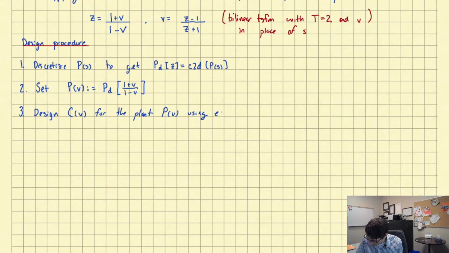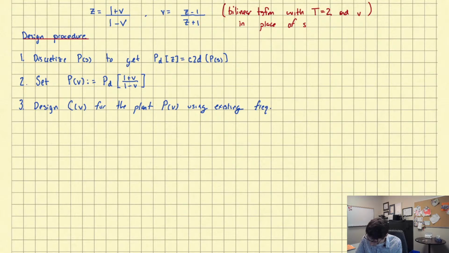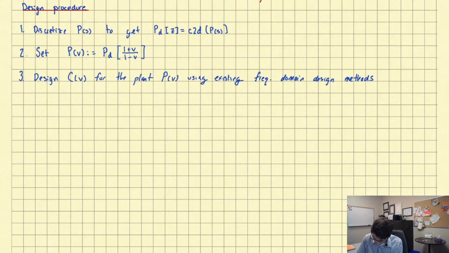using existing frequency domain design methods, the same techniques from year 3, and also the appendices of our course notes. When you're done, you turn it back into a discrete time controller by undoing this v transformation.